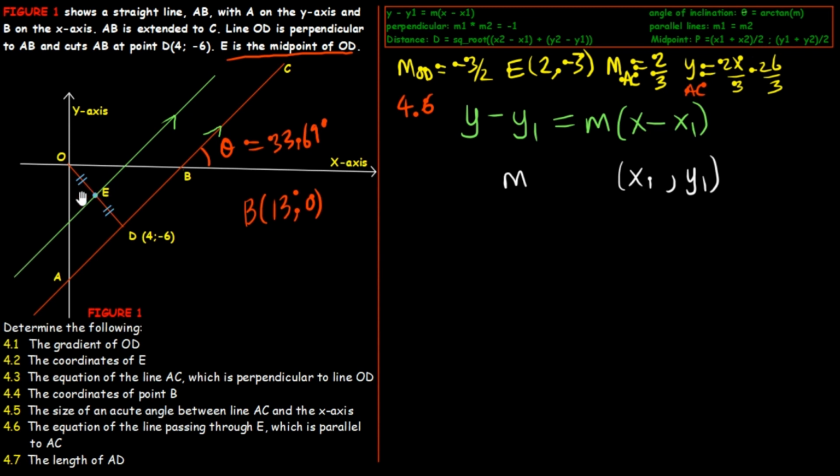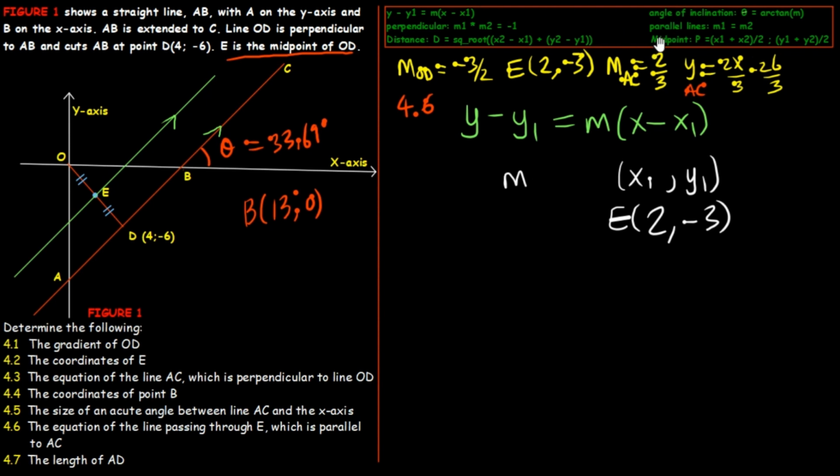So in this case, we use the point E because it's along that line, and the good part is we already have that coordinate. So let's write our point E, which is (2, -3). Then how about the gradient? What will be the gradient of this line?